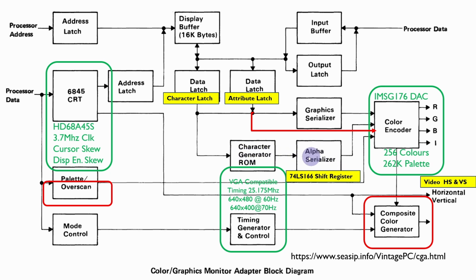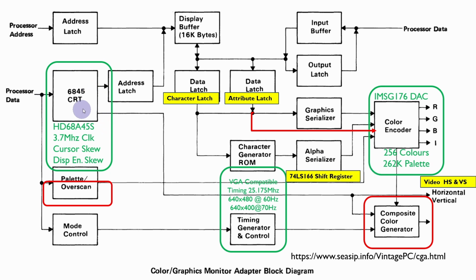And the alpha serializer, this basically takes those individual bits, 8 bits wide, and will actually convert those into a serial stream of 1s and 0s to determine whether we have the foreground or background colour. And this is using a shift register, and I'll go into that in a bit of detail.